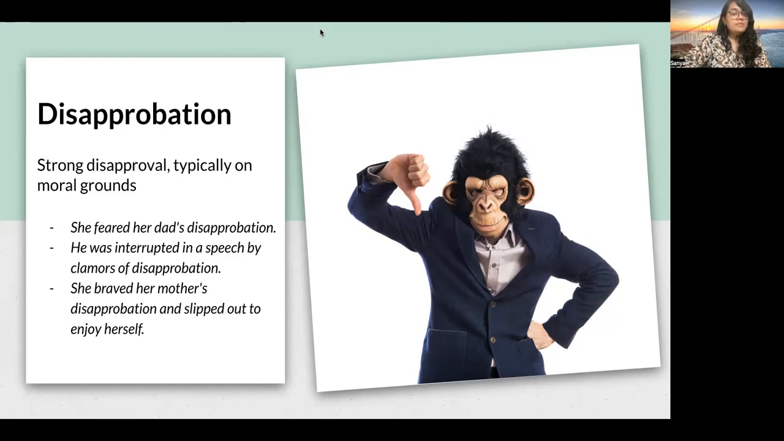She braved her mother's disapprobation and slipped out to enjoy herself. That means even though her mother told her not to go out, she slipped out, meaning she went out unnoticed, and she did not accept her mother's strong disapproval, right? So disapprobation: strong disapproval, typically on moral grounds, right?